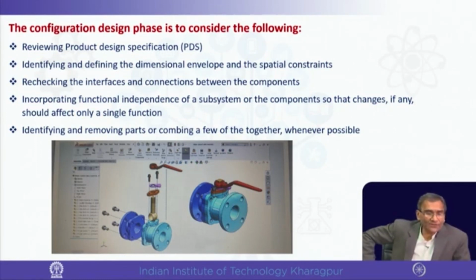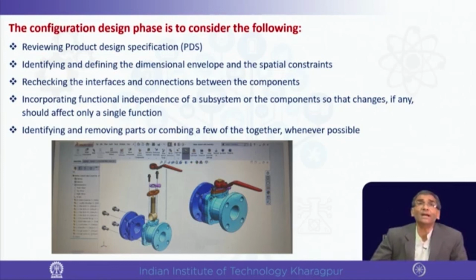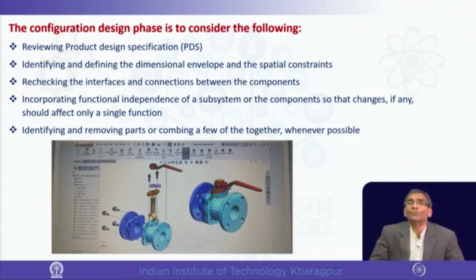Reviewing product design specifications is done at this stage. Identifying and defining the dimensional envelope, that is the space within which it would have to be manufactured: total length, height, width. Like I was just talking about the rapid prototyping machine, which has an envelope within which the part has to be produced. So, that is another constraint. Rechecking the interfaces and connections. So, all these things are reviewed at this stage.